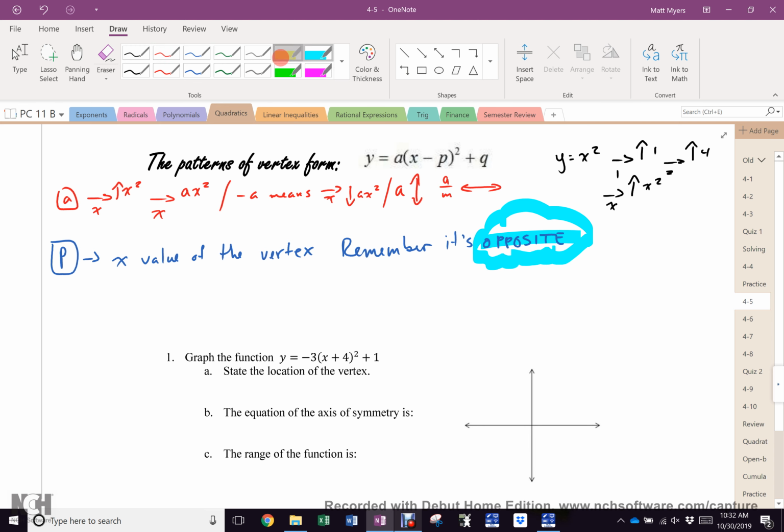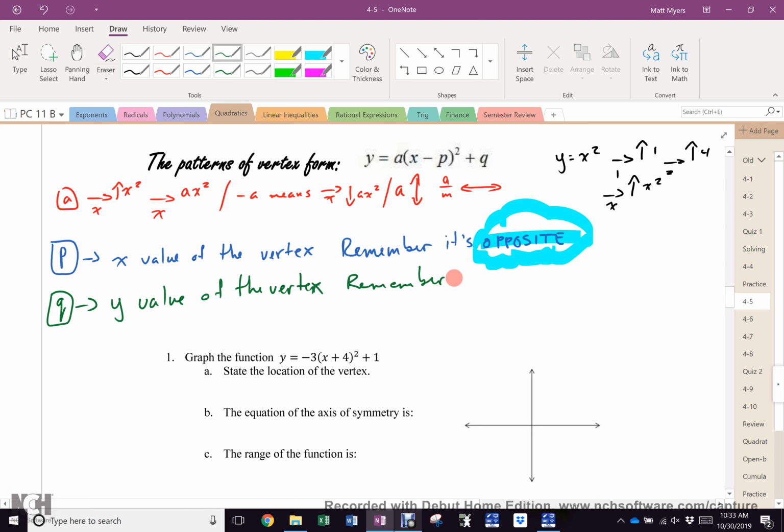And what is the Q? Is the Y value of the vertex. And what do I remember there? It's normal. Not normal. It's normal. And I'm going to put a green Mrs. Bad Crumble Cloud around that.